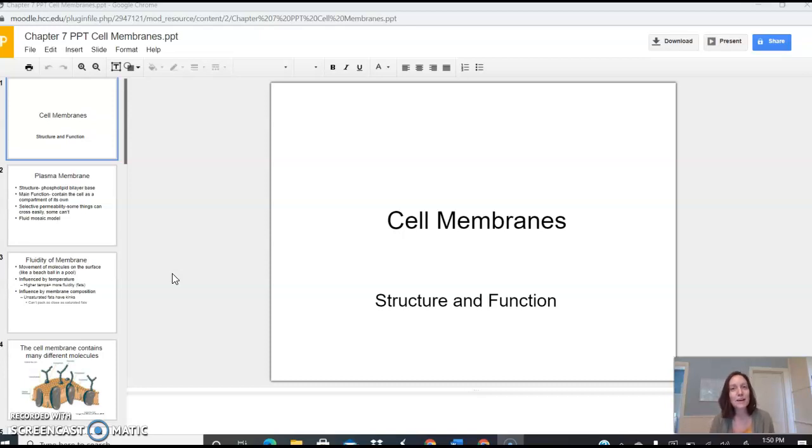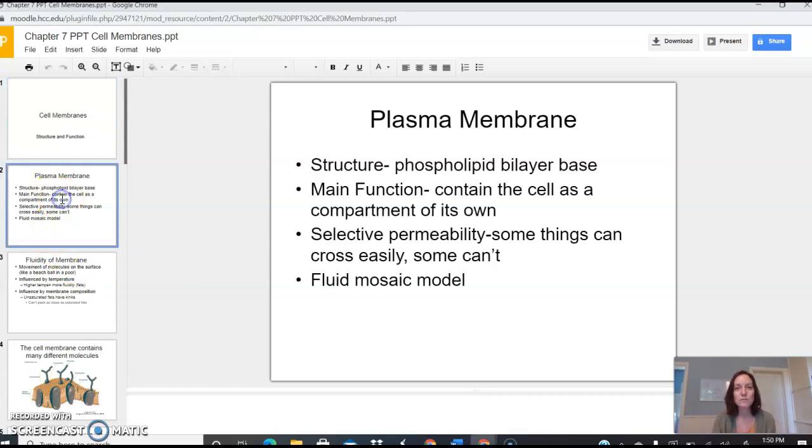Today's lecture is mainly referring to the cell membrane on the outside of the cell, the outermost part of the cell. All cells have a cell membrane, but in eukaryotic cells, we also see the same type of membrane surrounding the nucleus. So keep that in mind as we go through today's lecture.